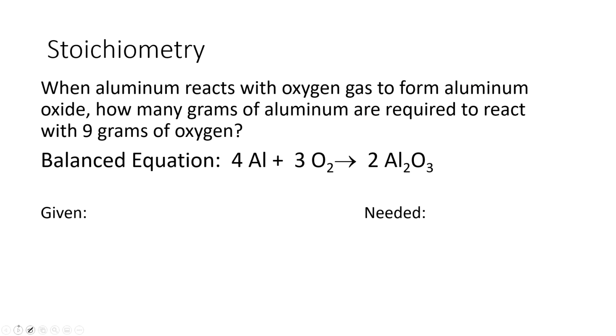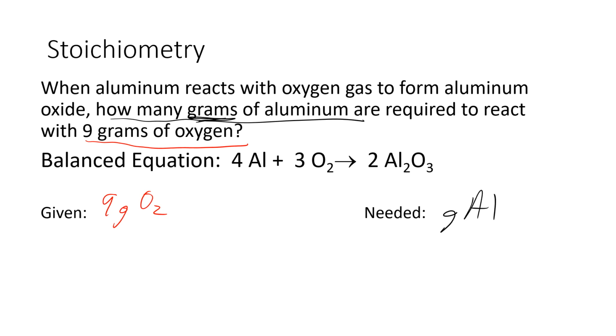So here's basically the same question, although instead of moles now, we have grams of oxygen. Our given is 9 grams of oxygen. And we need to go, instead of just moles of aluminum, all the way to grams of aluminum. All right, so we're going to start with the 9 grams of oxygen.